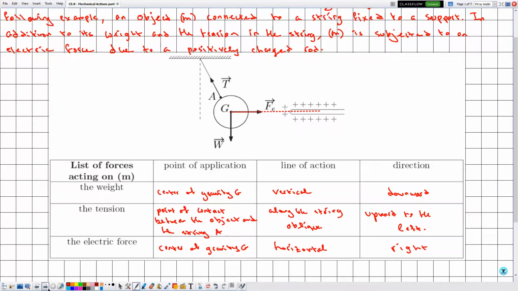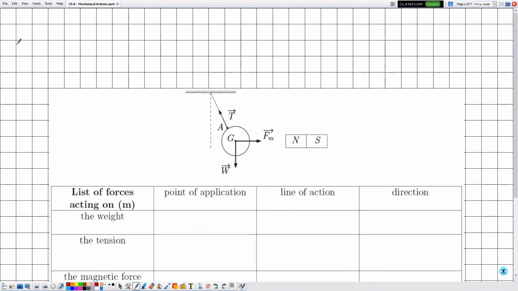And now let me move to the other section, which is the magnetic force. And this section is number 26.